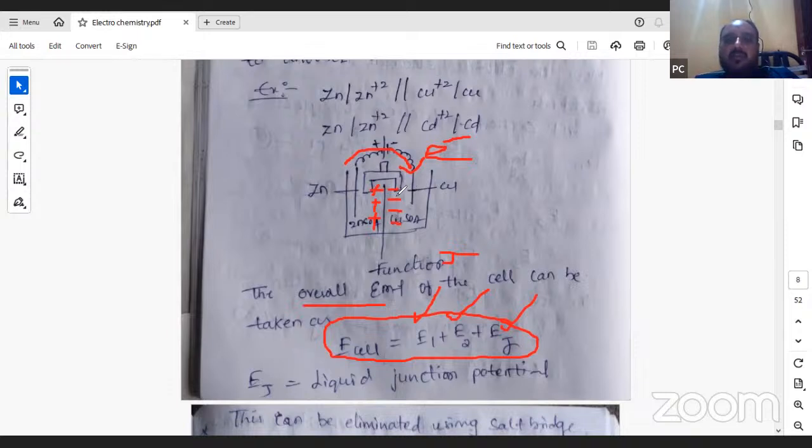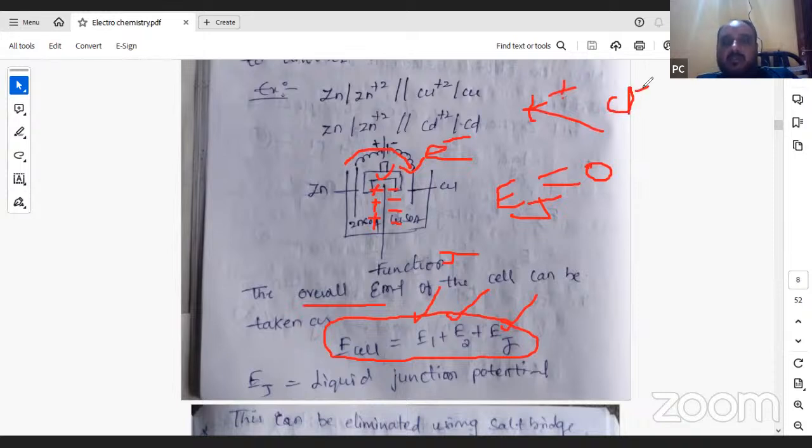Whatever potential is developed at the junction can be eliminated with the help of a salt bridge, right? So what does the salt bridge mean? It consists of KCl or ammonium nitrate solution. With the help of the salt bridge, the junction potential becomes negligible. How does it become negligible? The salt bridge will consist of K plus and Cl minus ions.